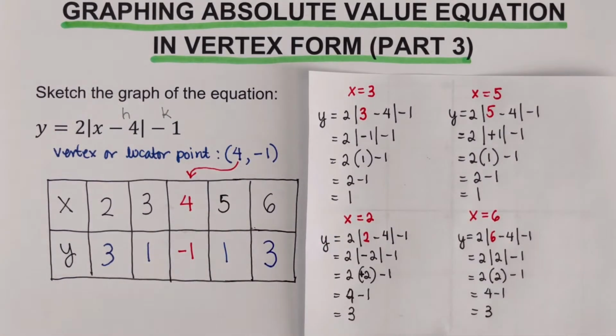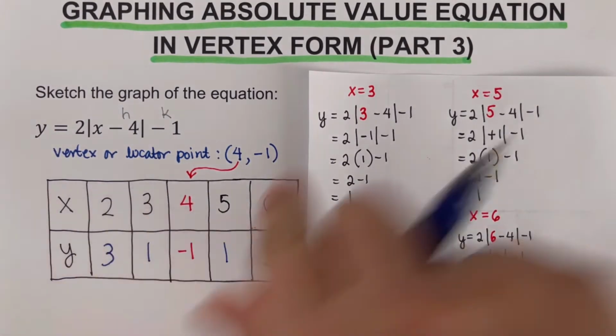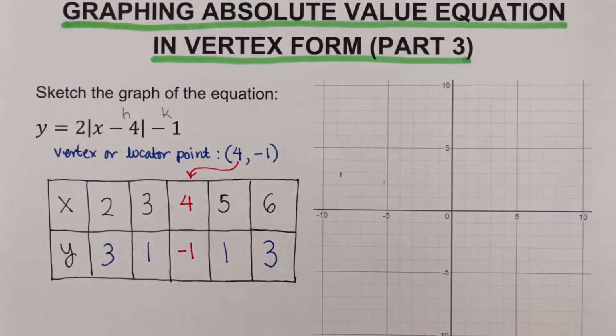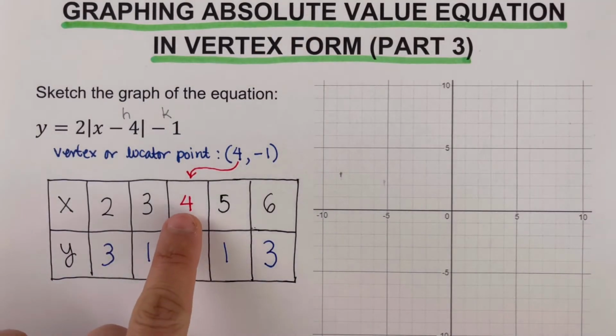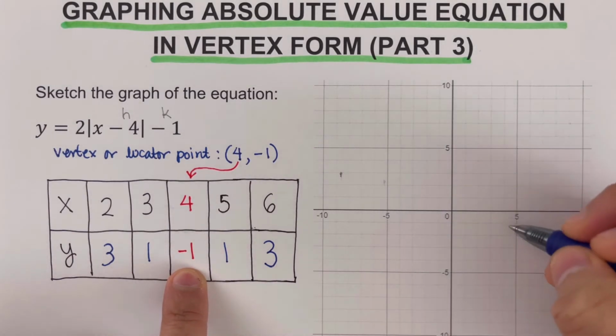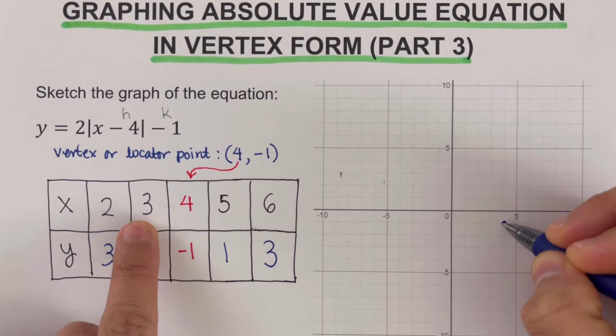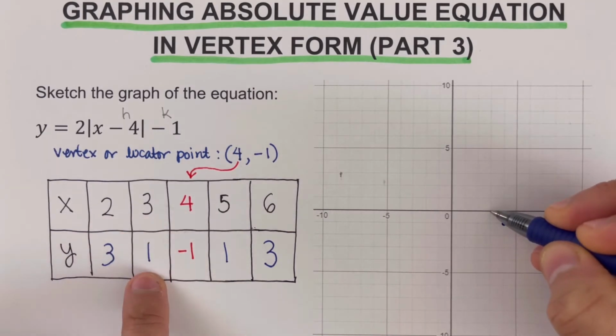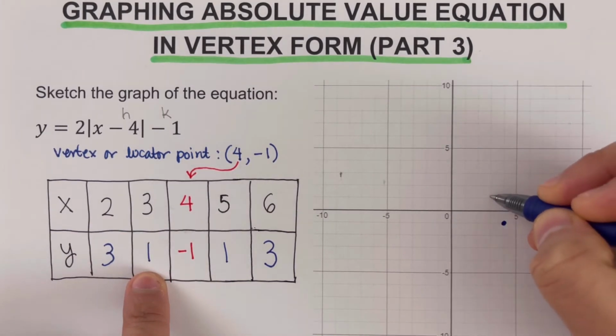Now the next step is to sketch the graph of this table of values. So we're going to go ahead and plot this. For negative 1, it's going to be on positive 4 and goes to negative 1. That's the first dot. 3 goes to positive 1. So this is where it's going to sit.